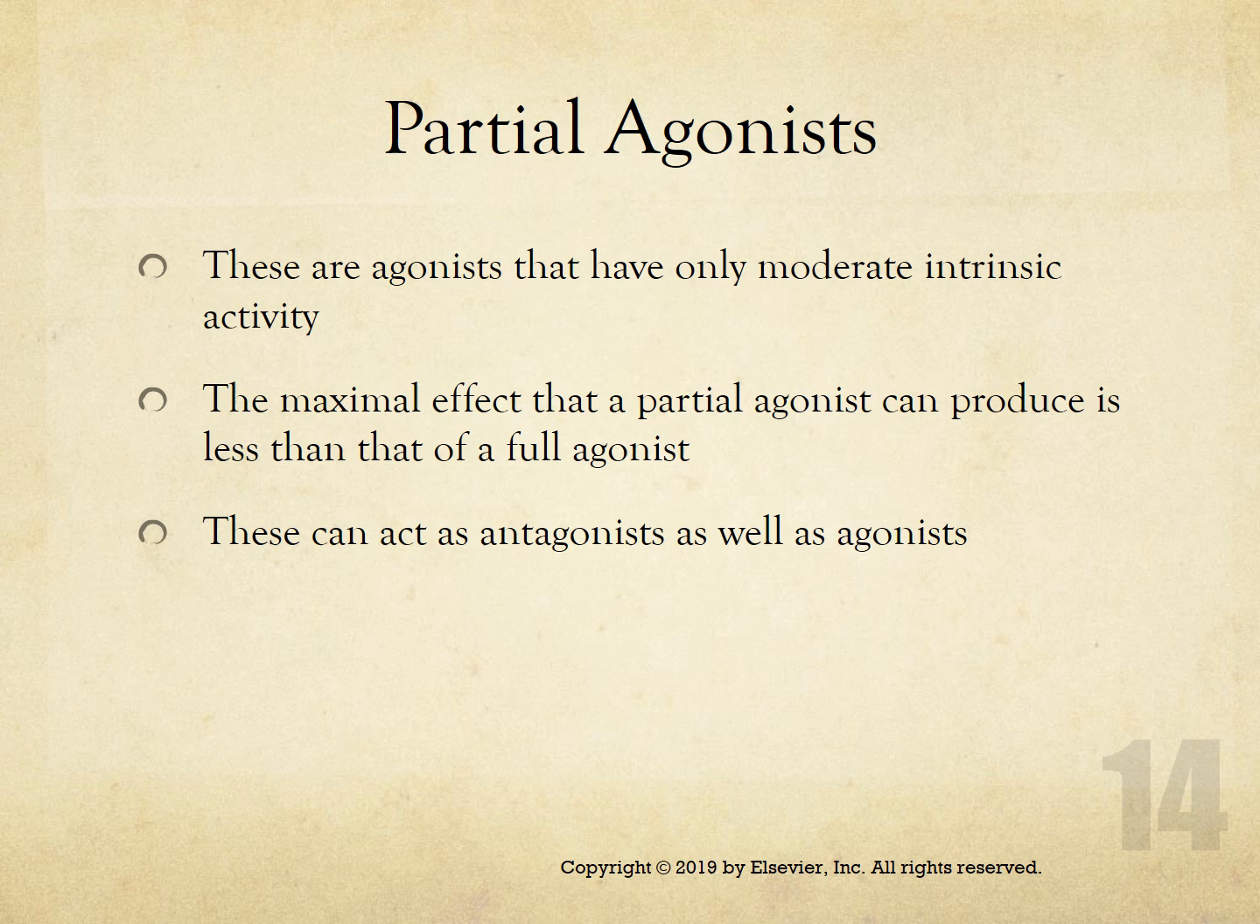So what is a partial agonist? Partial agonists have only moderate intrinsic activity. The maximal effect that a partial agonist can produce is less than that of a full agonist, and these can act as an antagonist as well as an agonist. An example of that would be Suboxone. Suboxone is a partial agonist for the opiates, so it has a very strong affinity for the receptors, so it can knock out the opiate use, and it does have some effects.